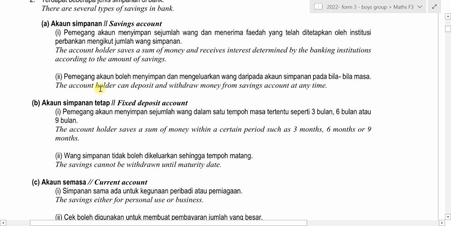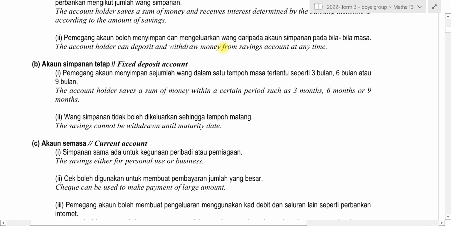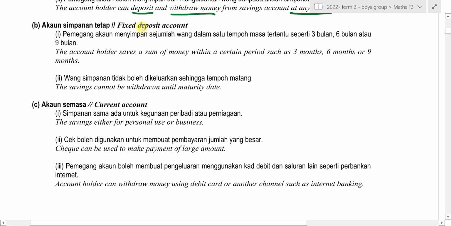The account holder can deposit or withdraw money from the savings account at any time, like when we are using our ATM card. That one is all under savings account. The key point here is you can withdraw or deposit the money at any time you desire.